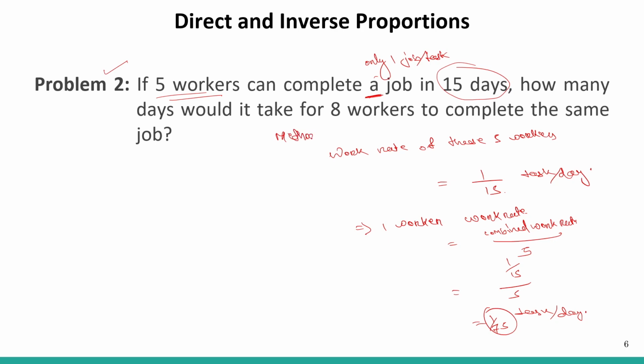This is method 1, the traditional method. We'll also solve it by the work time method. So let's go forward. 8 workers would complete 8 into 1 by 75, that is equal to 8 by 75 tasks per day. This much amount of task they will complete per day.